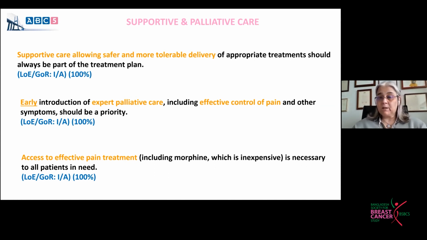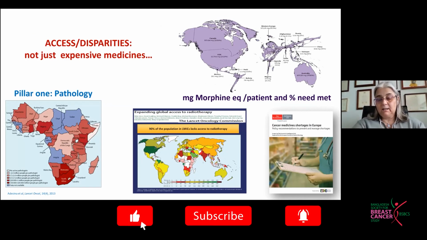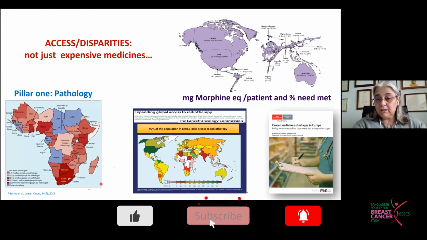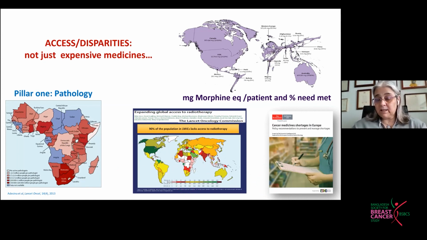And when we talk about disparities, disparities in your area of the world are very important. You see that it's not just the expensive medicines. There are disparities in pathology, and without pathology, you cannot treat cancer well. Disparities in access to radiation, crucial to treat metastatic disease, to treat brain metastases, bone metastases, and many others. Sometimes it's shortage of medicines that are not expensive at all.